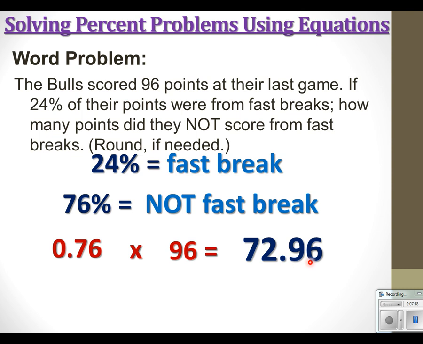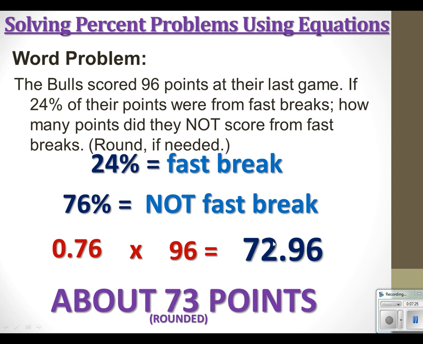4 or less, let it rest. 5 or more, raise the score. So 72 turns into 73. And that's your rounded answer. Okay, so the Bulls scored about 73 of their points on points that were not fast breaks.